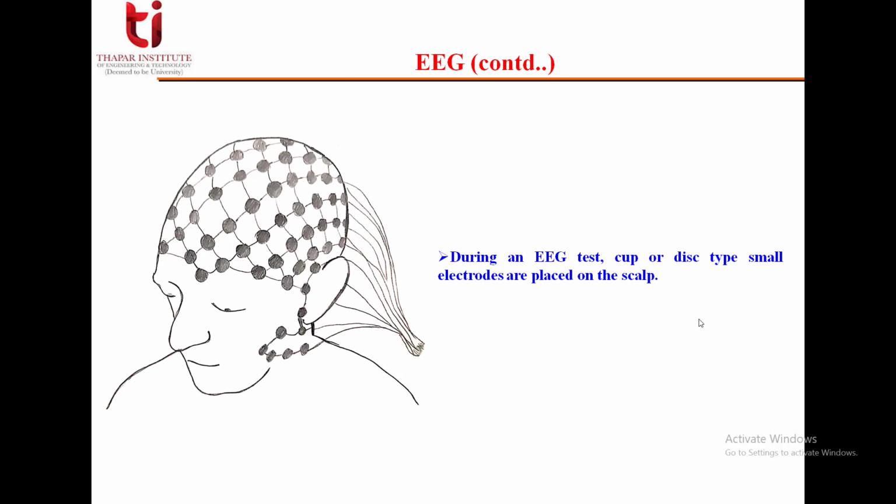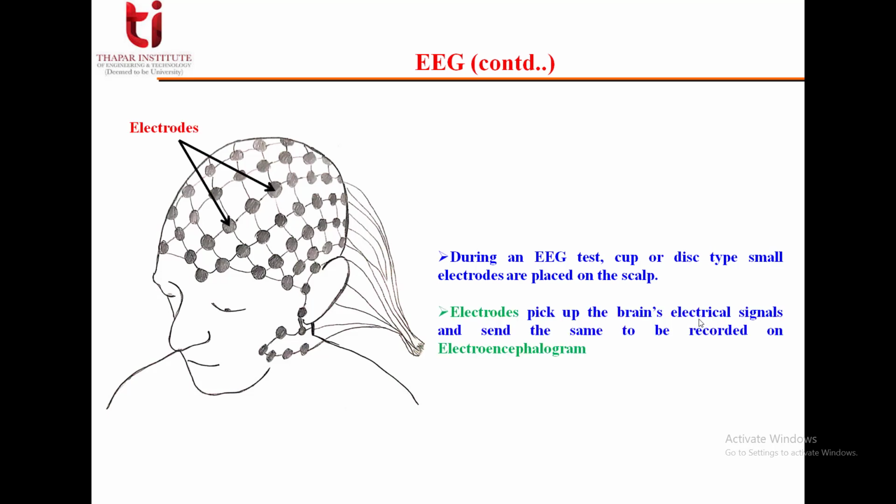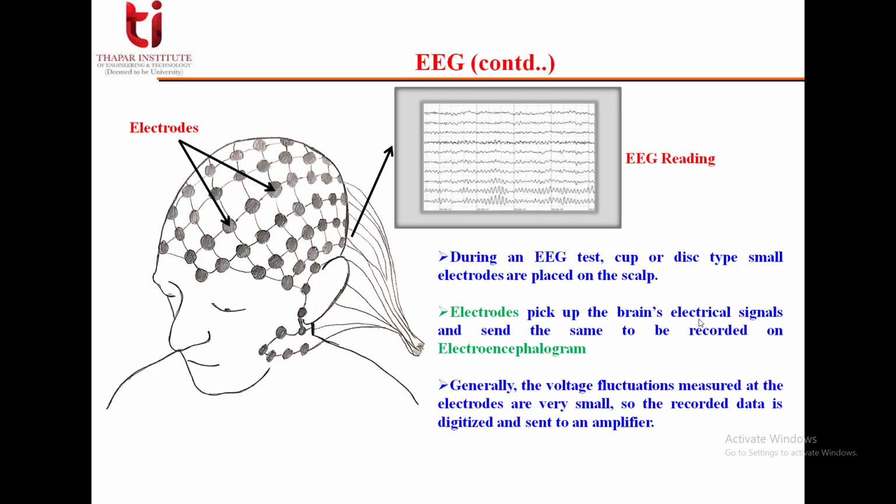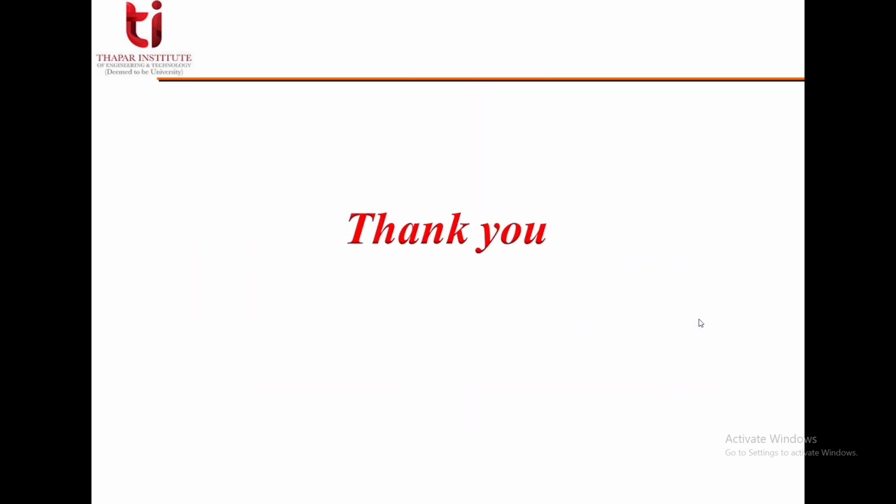During the EEG test, cup or disc type electrodes are placed on the scalp, and these electrodes pick up the brain's electrical signals and send them to be recorded on the electroencephalogram. These are generally the voltage fluctuations measured at the electrodes. They are very small, so the recorded data is digitized and sent to an amplifier. And this amplified data can then be displayed as a sequence of voltage values. So this was all for this lecture.